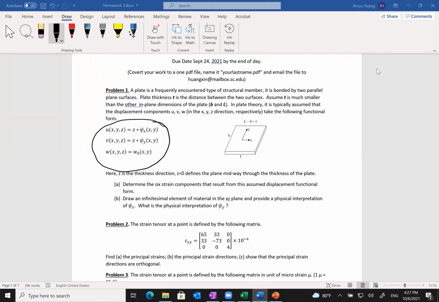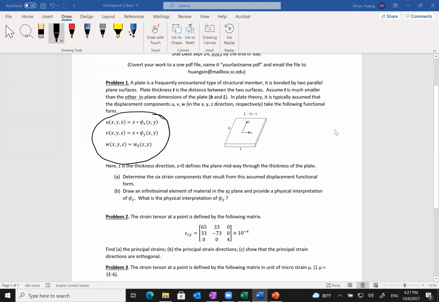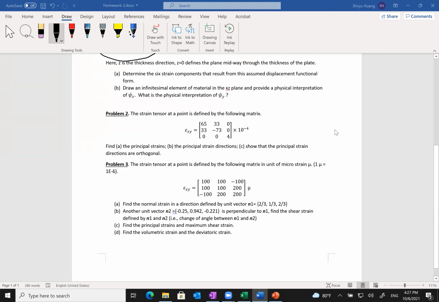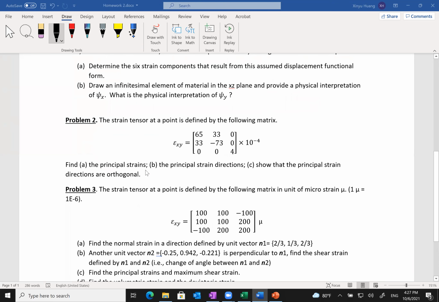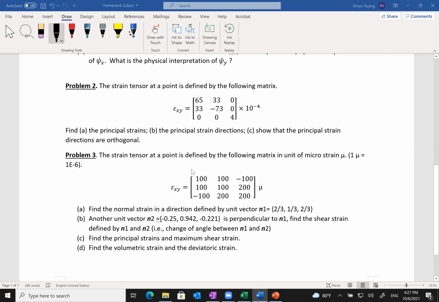All right. No more. If no questions, I want to move on to the second problem. Second problem is, given a strain tensor, find the principal strains and the principal directions, which are orthogonal, basically. So what needs to be done essentially is just calculate the eigenvalues and eigenvectors of that matrix.